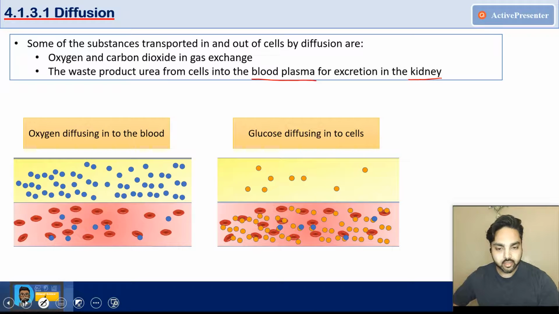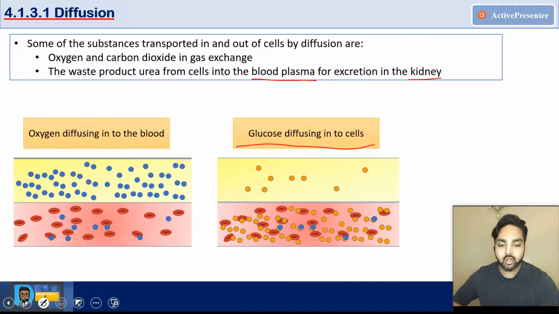Now, I know this example is different. The reason I wanted to use glucose diffusing into cells is because in the second example as well, you've got something moving into the blood. However, it also moves out of the blood, and therefore I wanted to present the example of glucose.